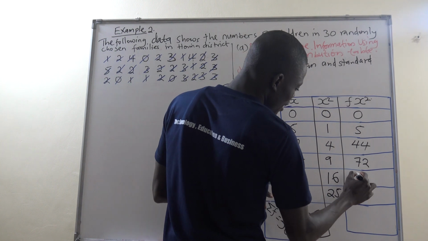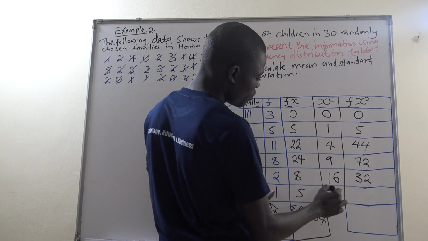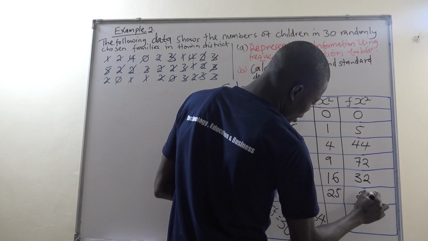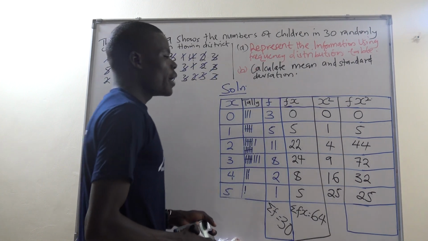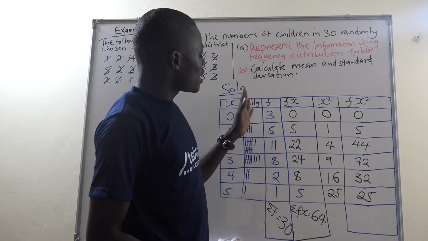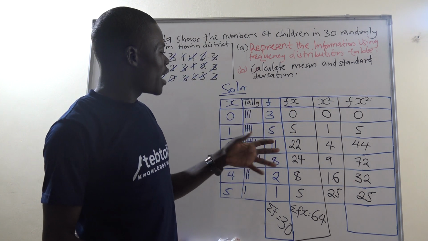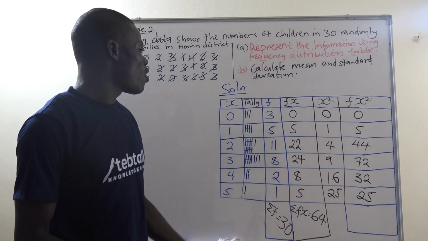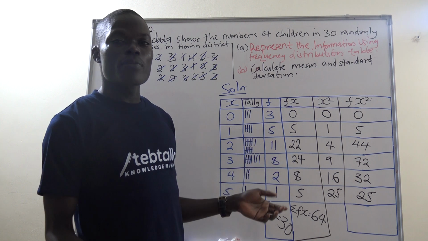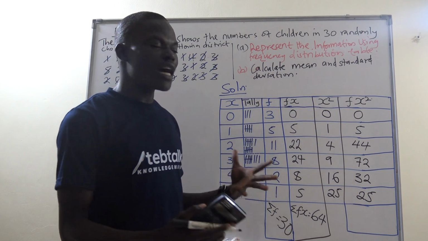is 16, we shall get 32. Then 1 times 25, we shall get 25. Make sure you follow the correct order. In some cases, people end up misreading the column they are multiplying with the one they are not supposed to multiply. For example, instead of reading the values of f, you end up reading the values of fx. This makes your working become wrong.